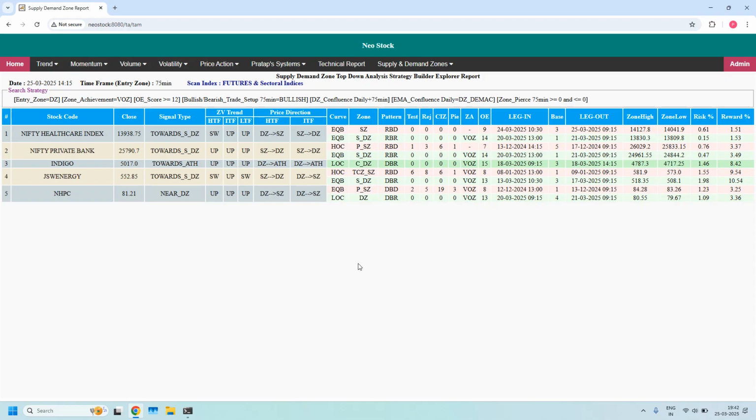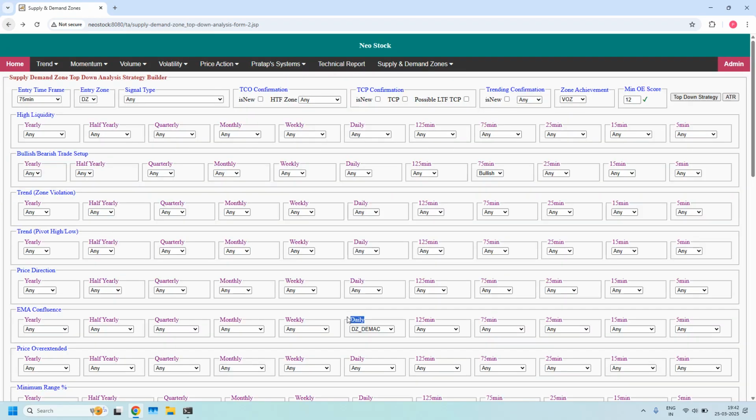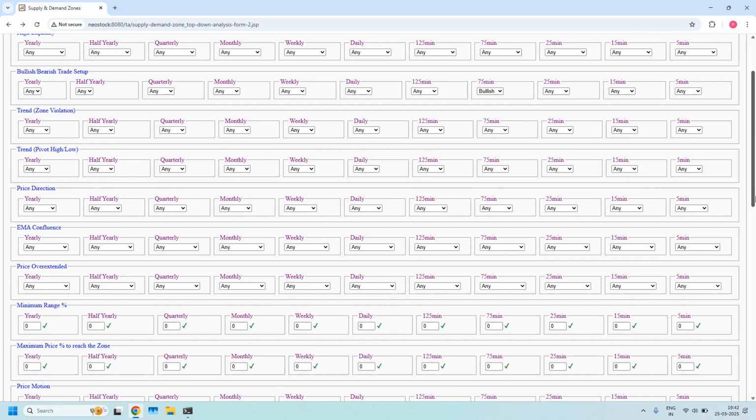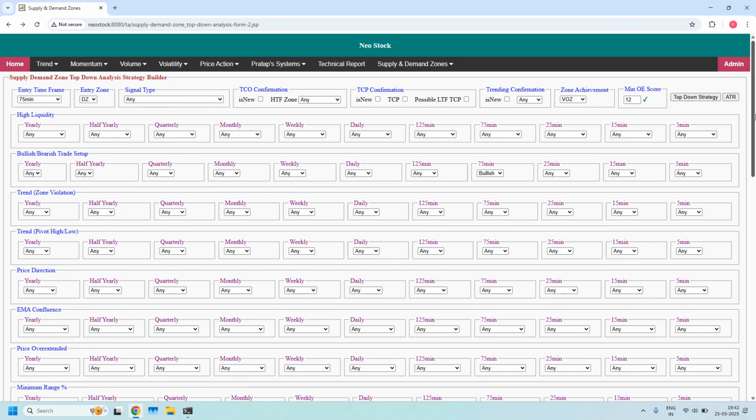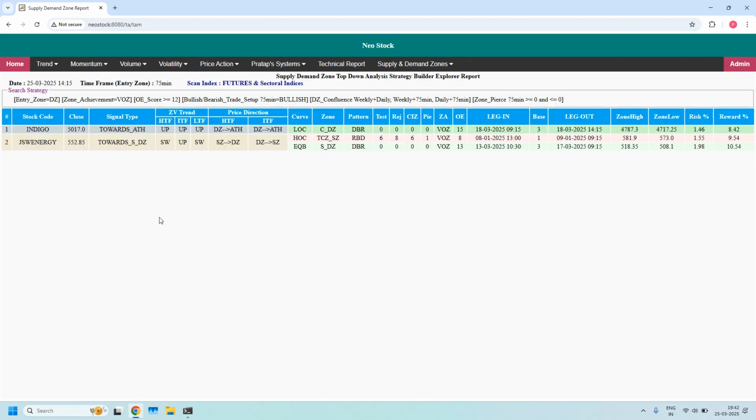Okay. Next we will look into LTF, ITF, HTF demand zone confluence supported stocks. I removed EMA filter. In the demand zone confluence, we should set 3 filters. First one 75 with daily. Next 75 minutes demand zone with weekly demand zone confluence. Daily demand zone with weekly demand zone confluence. With all the 3 filters, we got 2 stocks.